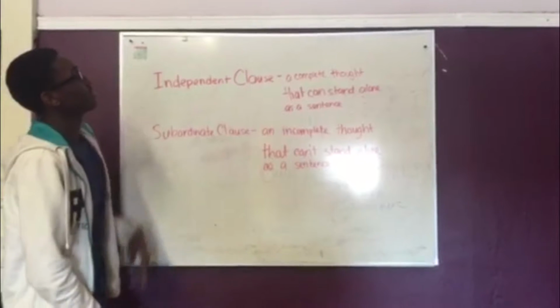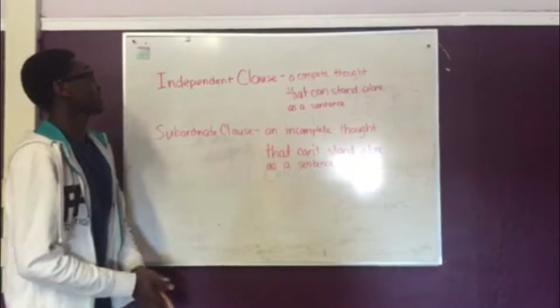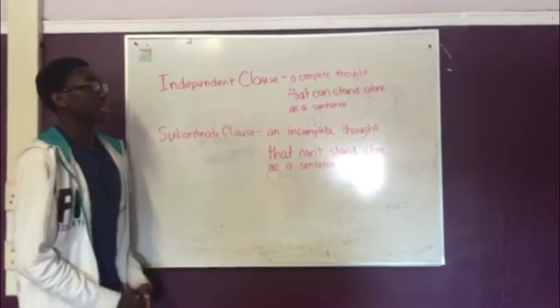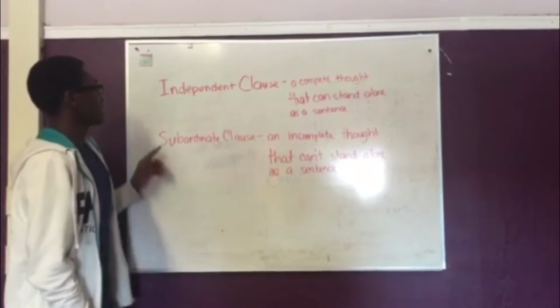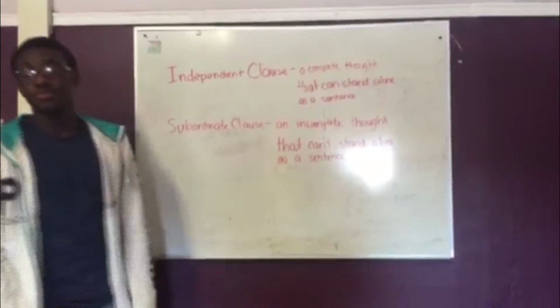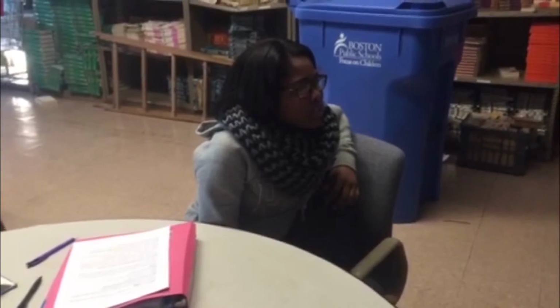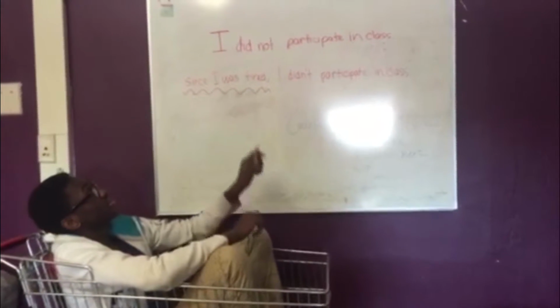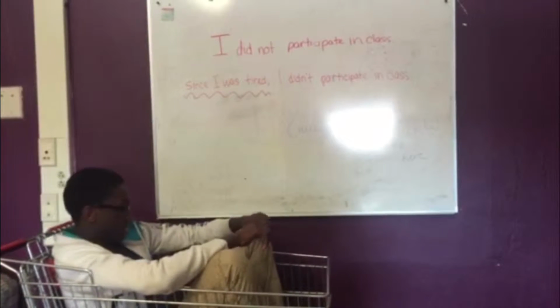An independent clause is a complete thought that can stand alone as a sentence, while a subordinate clause is an incomplete thought that can't stand alone as a sentence. A subordinate clause must be joined by an independent clause to make a complete sentence. Why can't subordinate clauses stand alone as a sentence? It can't because it doesn't contain both a subject and a verb.